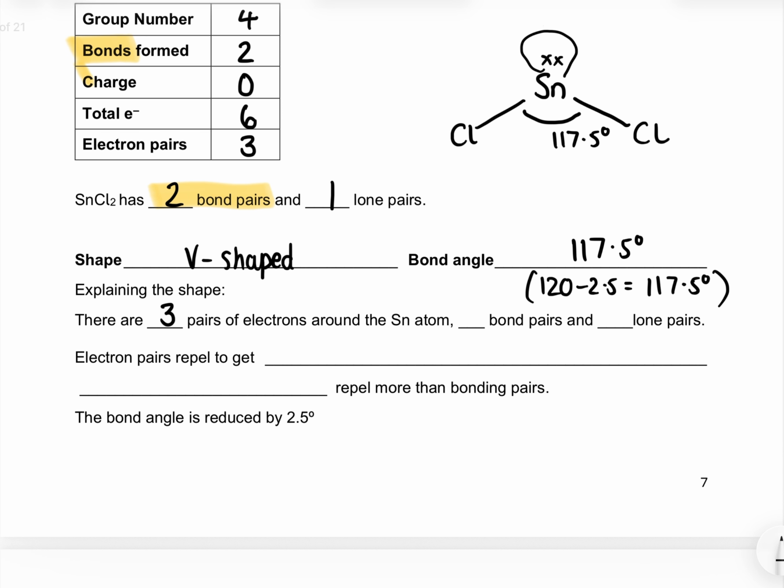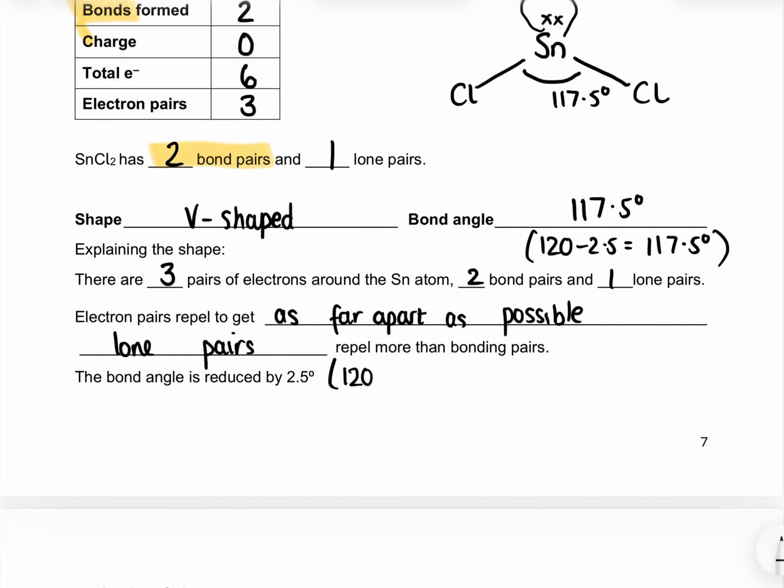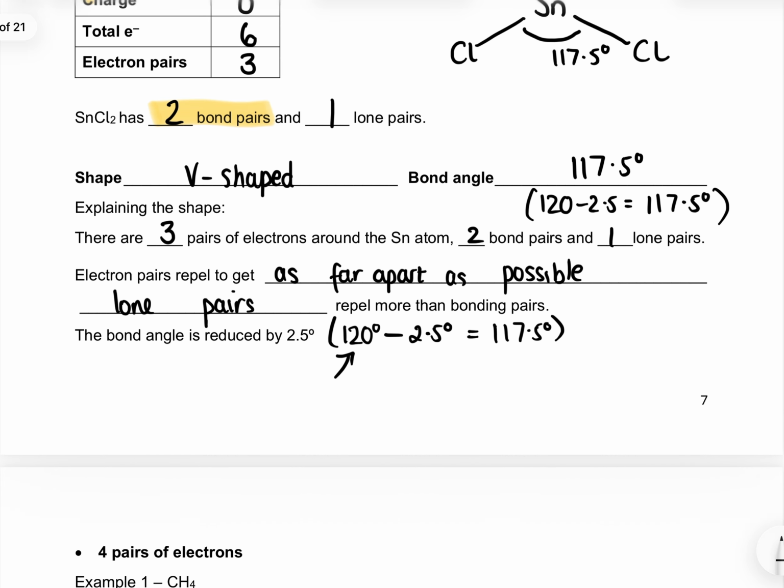So there are 3 pairs of electrons around the central atom, 2 are bonds and 1 is a lone pair. Electron pairs repel to get as far apart as possible. But lone pairs repel more than bond pairs. The bond angle is reduced from 120 degrees for 3 bond pairs by having 1 lone pair to 117.5. So this is for 3 pairs, but this is 1 lone pair.